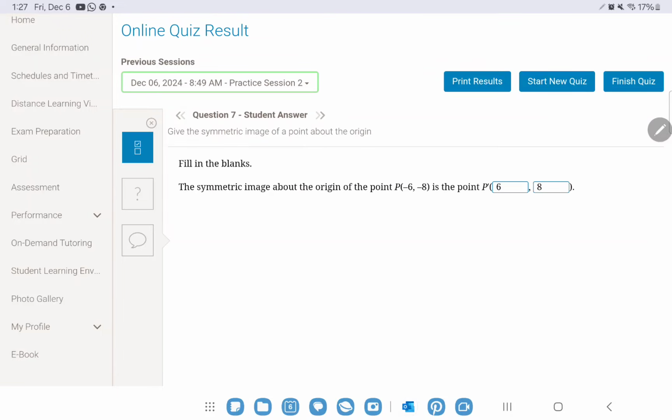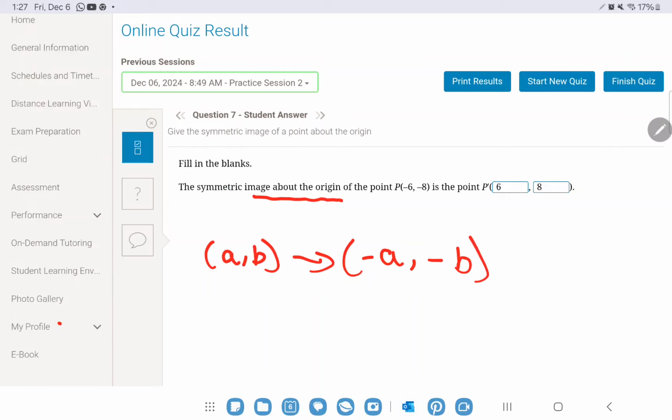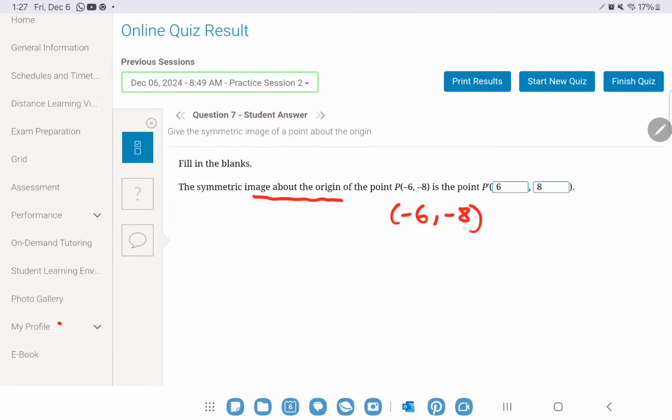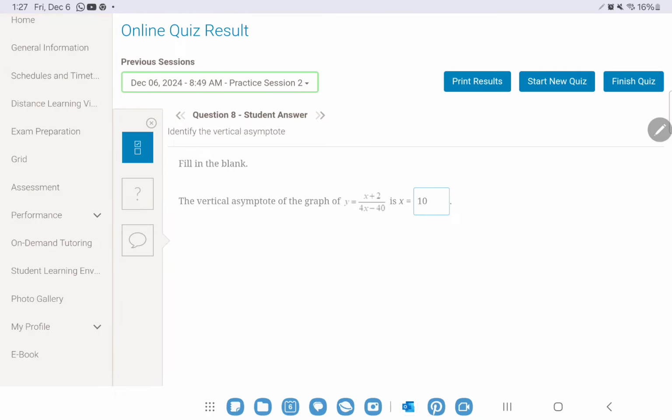Okay, so the symmetric image about the origin, which means we said odd function. What this means is that when you want to find the symmetric image of AB, it just turns into negative A, negative B, which means you just switch the signs. So here they gave you negative 6, negative 8. You just make it positive 6, positive 8. That's it.